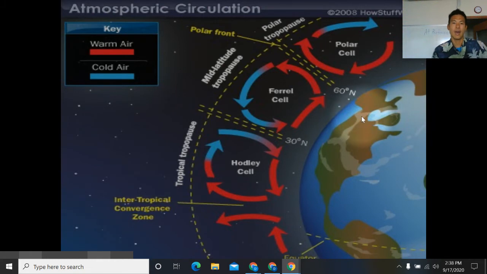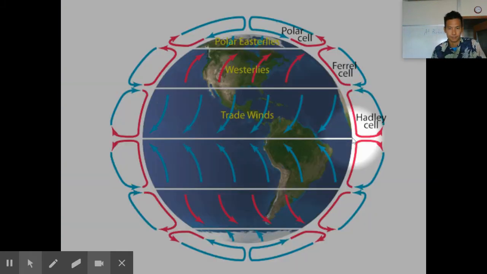All right, so Hadley, Ferrel, and polar cells, north. Now, this also creates the major wind patterns found on the planet. Your Hadley, Ferrel, and polar cells create the major wind currents on the planet. And Hawaii is located right here, this little dot right there. This Hadley cell generates this current in which the winds will fall down and come from the northeast. And that's why we have predominantly trade winds that come from the northeast.